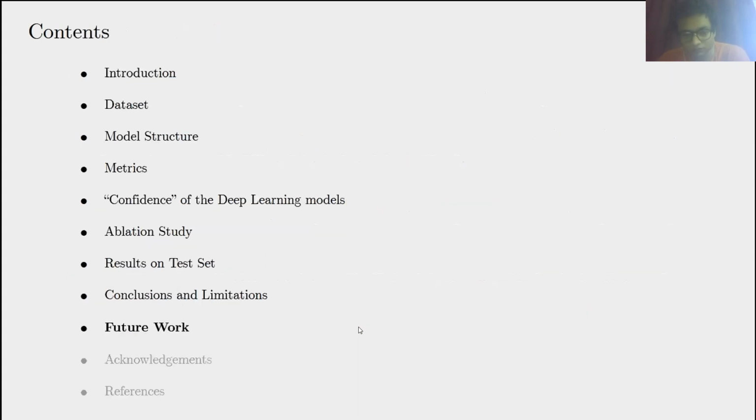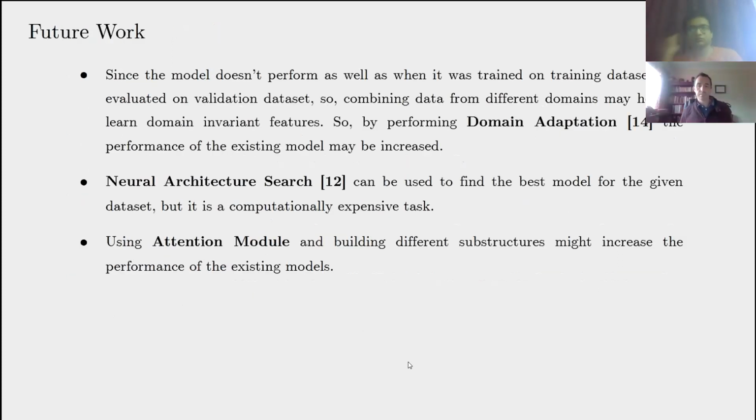And then finally, some future work which might be possible. First of all is domain adaptation. If we combine data from different domains, that might help the model learn domain invariant features. This is called domain adaptation, and it might be used to increase the performance of the existing model. Also, we can employ neural architecture search to find the best model for a given data set, but that proved to be a computationally expensive task. Otherwise, using attention models and building different substructures might increase the overall performance of the models.